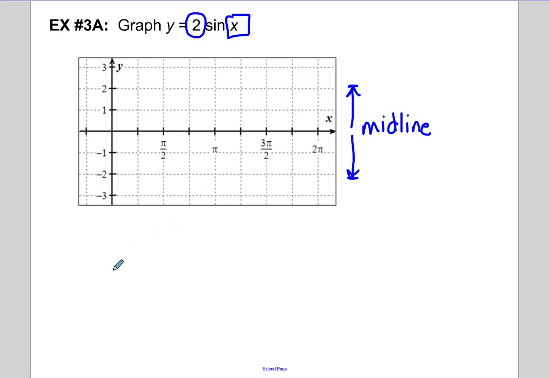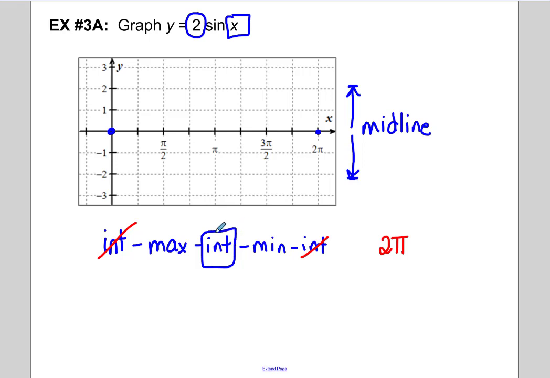We know that we're going to start our graph on sine. The pattern was intercept, max, intercept, min, and then intercept. So we know we have an intercept at the beginning. I like to do mine this way. Let's take care of the beginning and the ending, because we know one cycle is 2 pi. So we've got an intercept at the beginning and the ending, and the middle term is also an intercept. So in between 0 and 2 pi, our intercept is at pi.